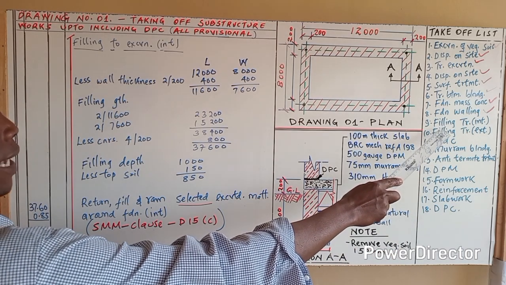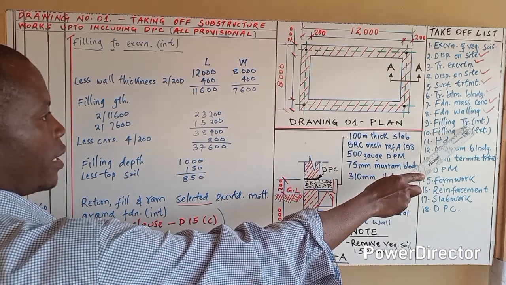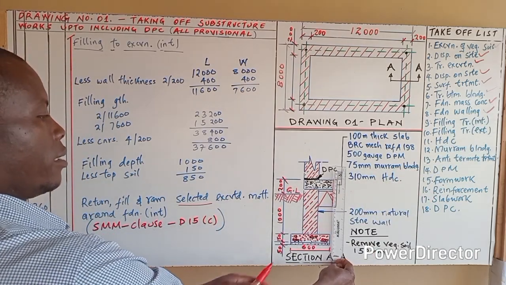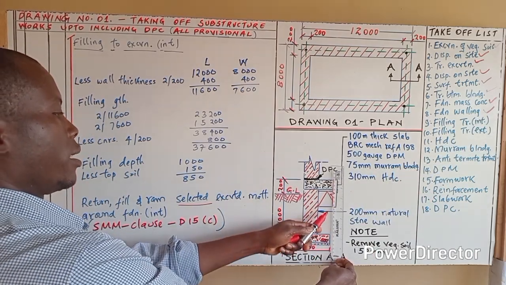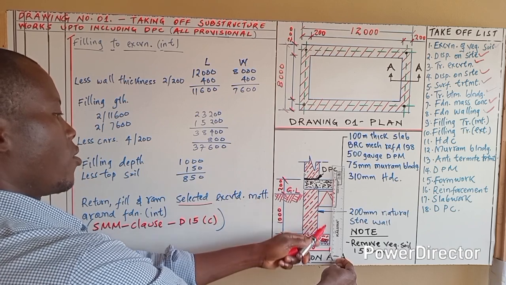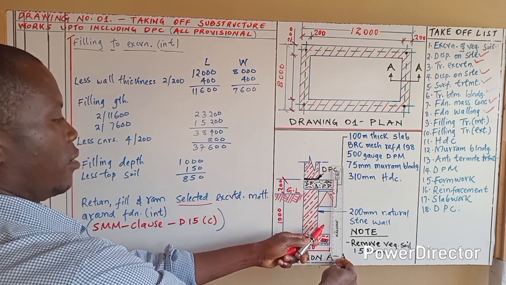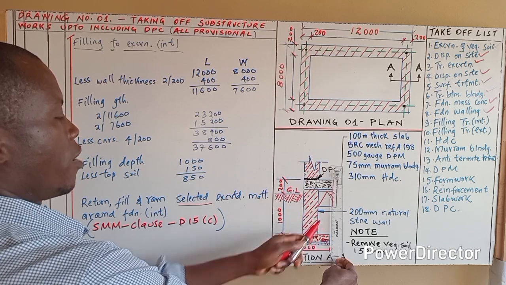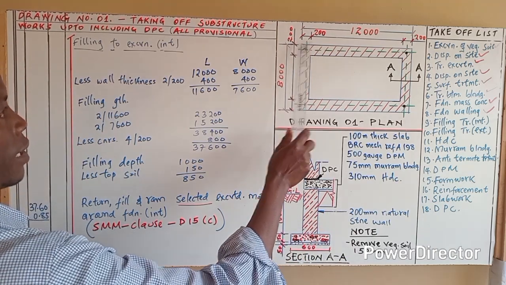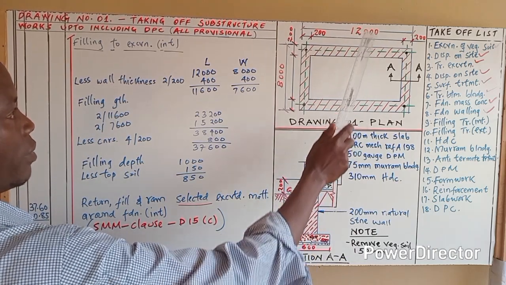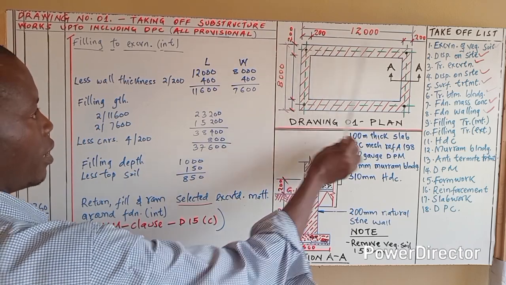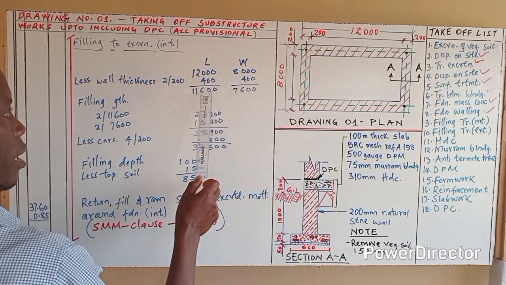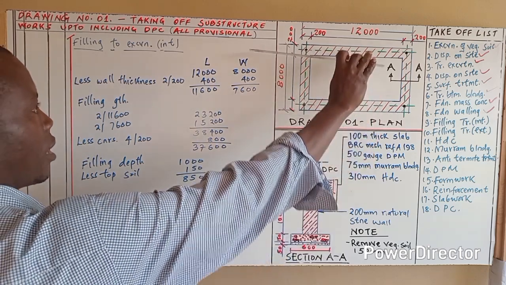Now let us move to the 9th heading, that is filling trench, but let us start with the internal. Remember when we were digging for the trench, there's a void here. If we leave it without filling this, we are going to have some wastage. So we need to fill this one, and how to go about it? The length is 12,000 millimeters. If we lessen the wall thickness from this side and from this side, we are going to remain with 11,600. That is this one now. The width is 8,000.